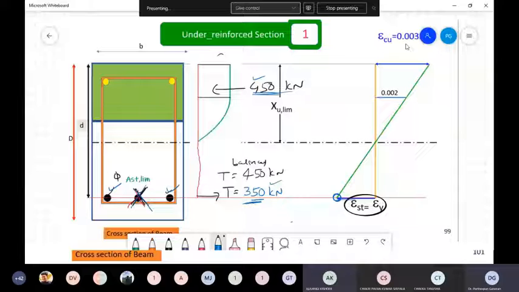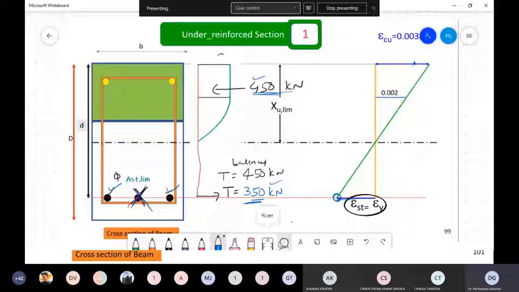0.0035, sir. That is for 450 kilonewton, sir. Yes, sir. It will be less. It will be lesser, right? Because your concrete can take more force. So obviously, let us say at this time I have only this much strain in the concrete.